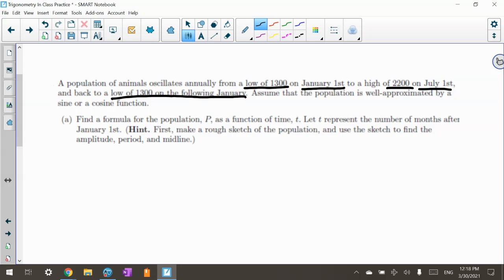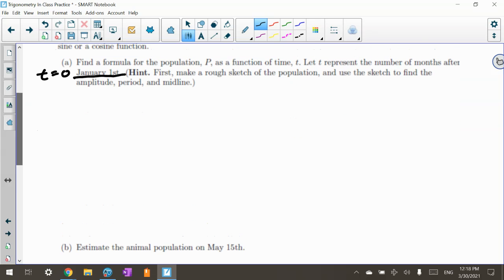So it says find the formula for the population P as a function of t. Let t represent the number of months after January 1st. Okay, so that's important. That means that time equals 0 is January 1st. So we're going to do a nice graph. And since it's our sketch, we can make it whatever. So we're going to graph 1 year of what's happening with these poor animals.